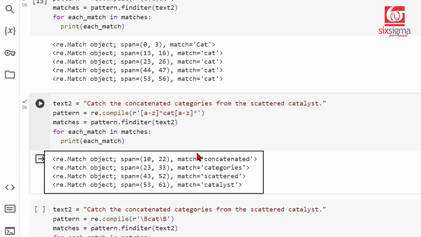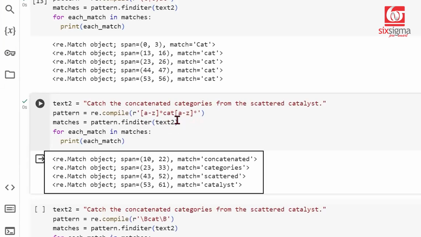Why? Because if you see concatenated, this kind of confirms. So CON is a sequence of alphabets repeated one or more times. In this case you have CON, then cat, and then anything that follows. It is also able to catch categories. Why? Because we said 0 or more. So maybe in the beginning of categories, you don't have any other alphabet. After that, you have the pattern, and it will be able to find that. Similarly, scattered has an S in the beginning. So 0 or more, so 1 occurrence, which is S. And then cat. And then whatever follows, it's able to catch. So it's able to catch all those words which contain the pattern cat, maybe enveloped or maybe optional.